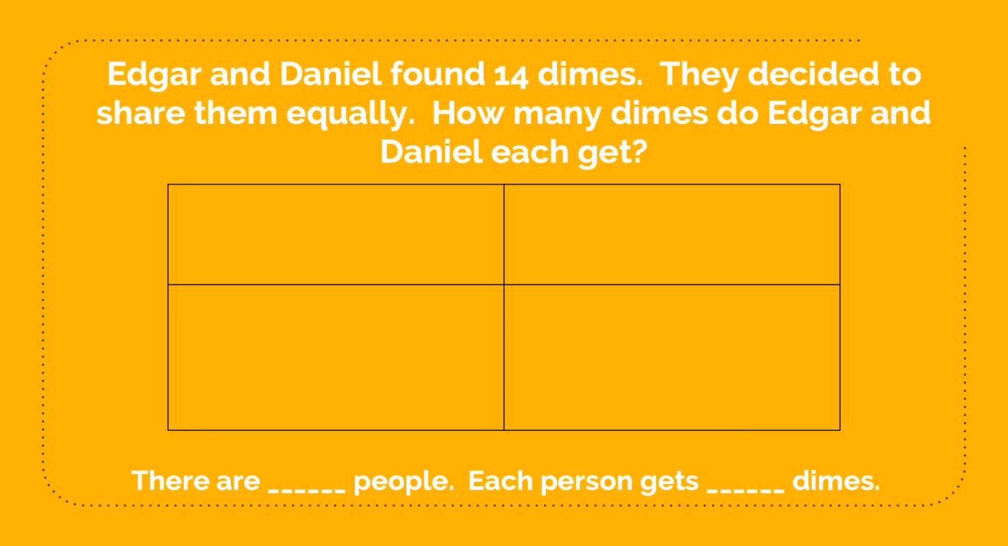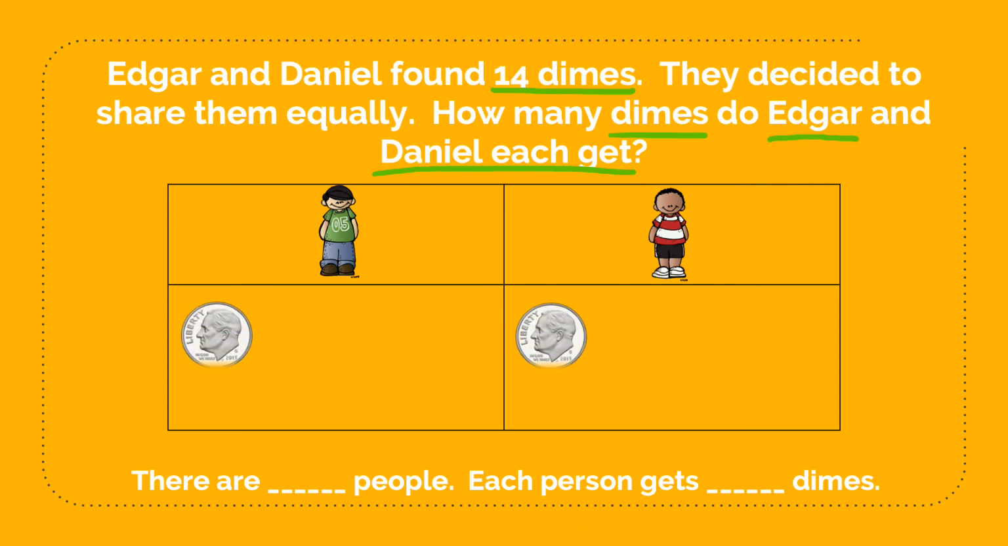For this problem, we want to know how many dimes Edgar and Danielle each get. So we know that there are 2 friends who are going to share 14 dimes. Since they are sharing 14 dimes, we know we need to divide. And to divide, I'm going to separate the dimes one at a time until all of the 14 dimes are shared. So let's get started.